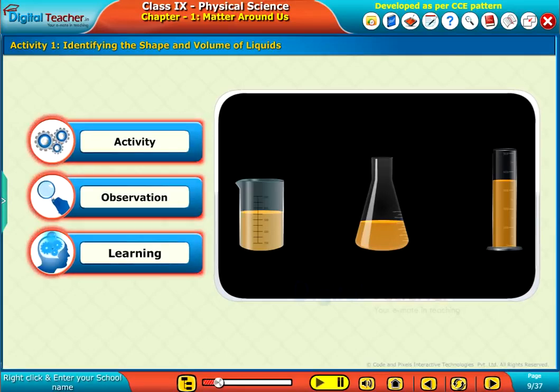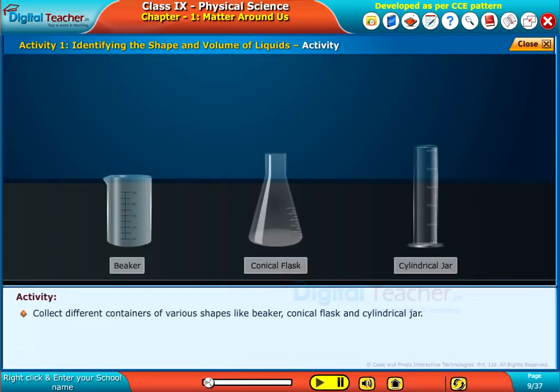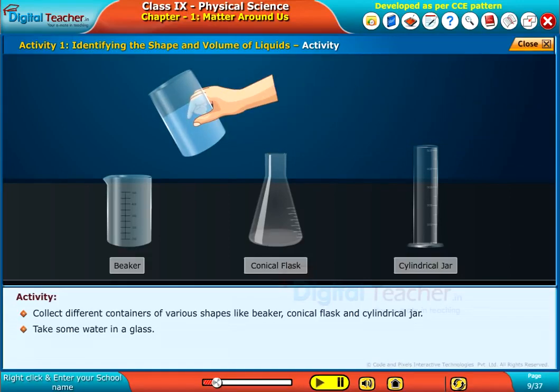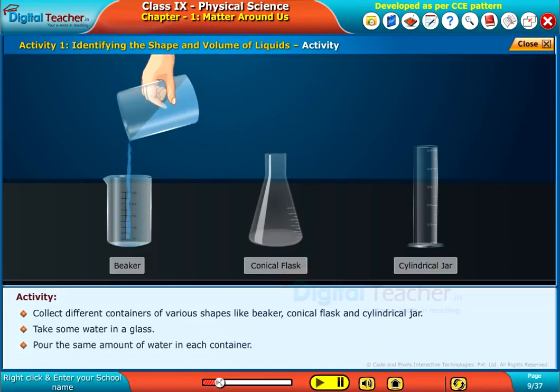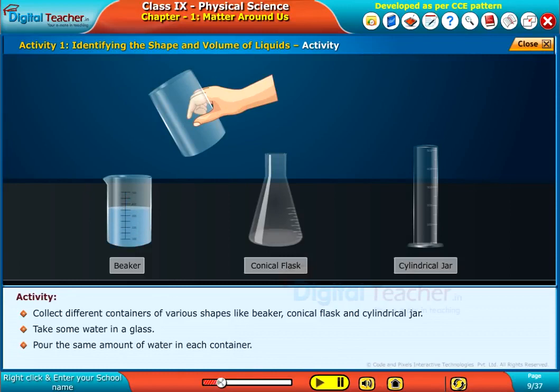Now, let us perform an activity to identify the shape and know the volume of liquids. Click each tab to know more. Collect different containers of various shapes like beaker, conical flask, and cylindrical jar. Take some water in a glass. Pour the same amount of water in each container.